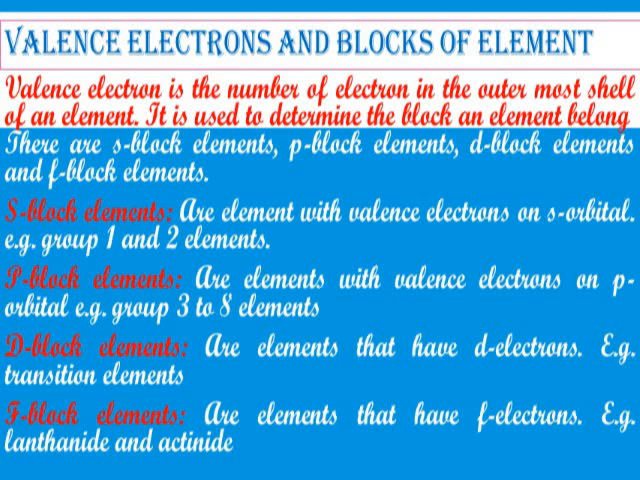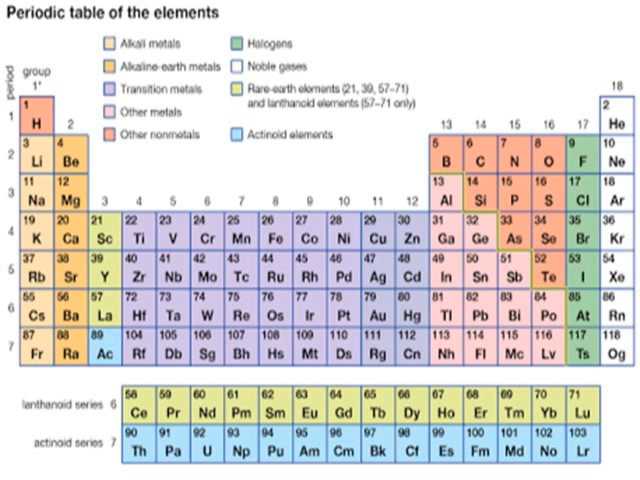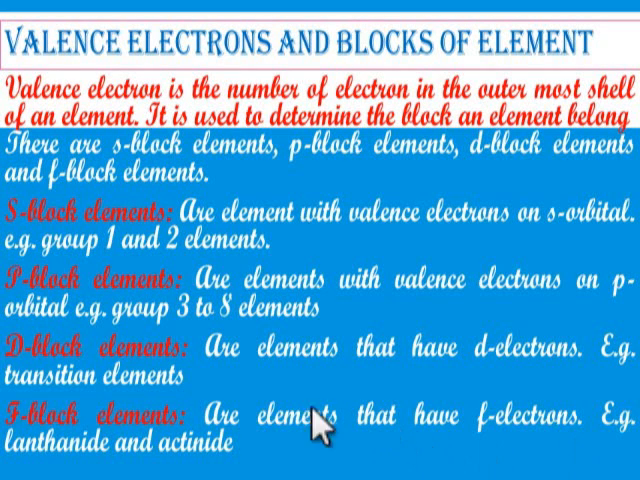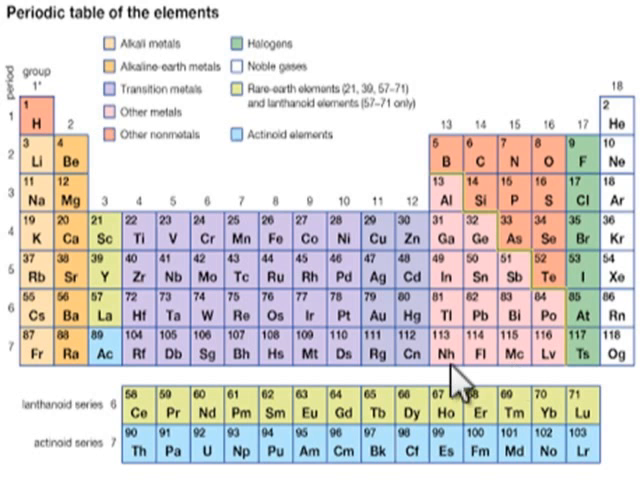Okay, good. And let's look at the d block elements. D block elements are elements that have d electrons. Examples are the transition elements, as I've shown you. Look at the elements in between group 2 and group 3, called transition elements. All these elements have d electrons and they are called the d block elements. Finally, we have the f block elements, which are elements that have f electrons. Examples are the lanthanides and the actinides. So you can see the inner transition elements. Look at this to here. They have f electrons, and that is why they are called the f block elements.